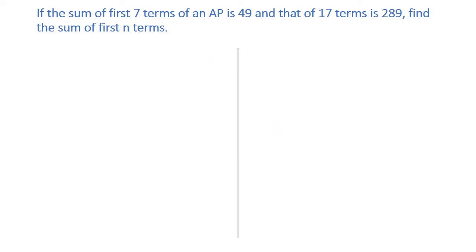The sum of first 7 terms of an AP is 49 and that of 17 terms is 289. Find the sum of first n terms. That means adding the first 7 terms gives 49, adding the first 17 terms gives 289, and adding the first n terms, n is not given, so the final answer will not be a number, it will come as an equation.